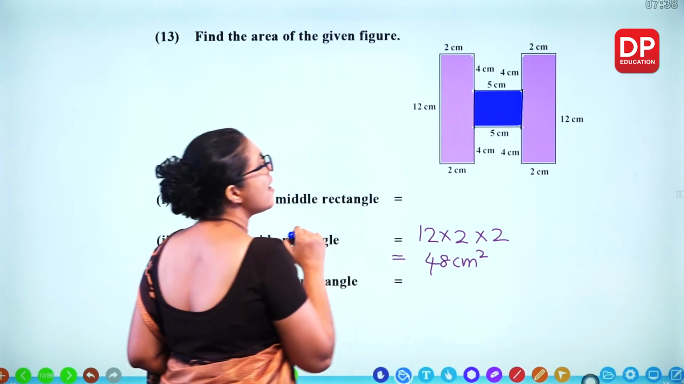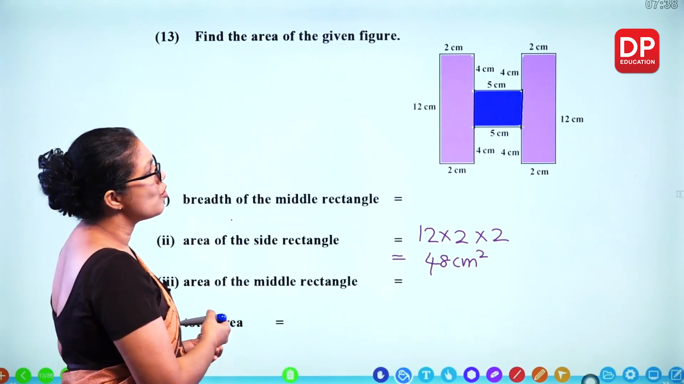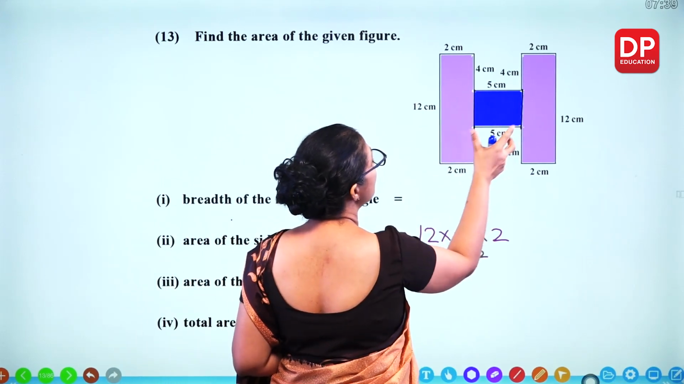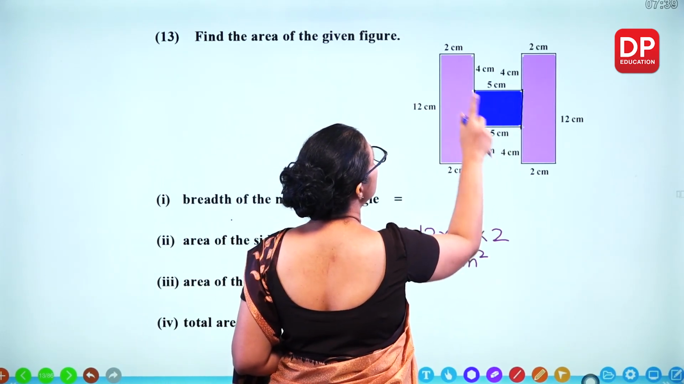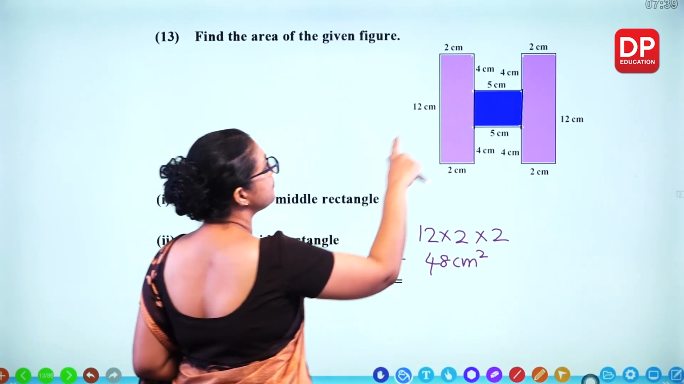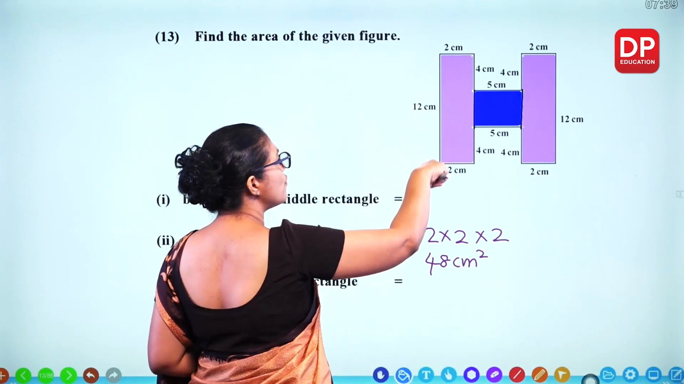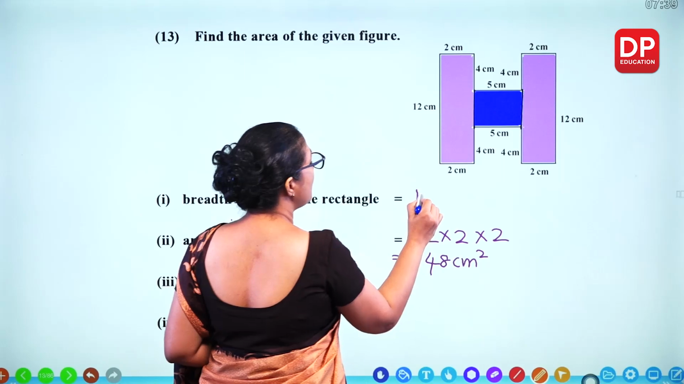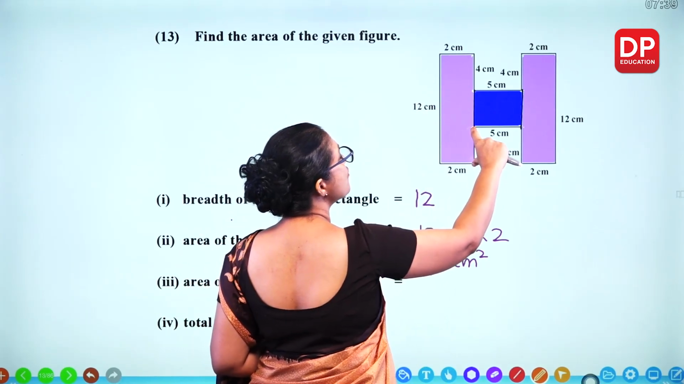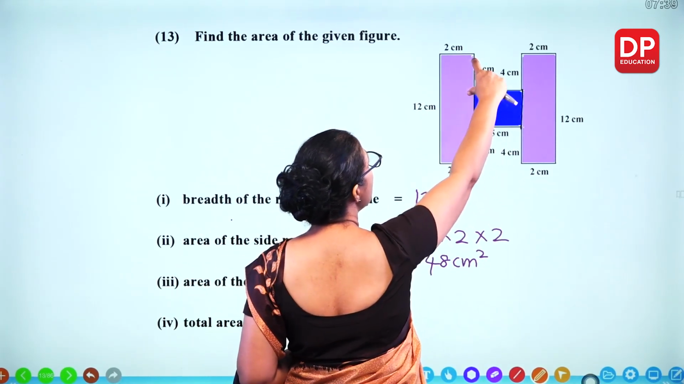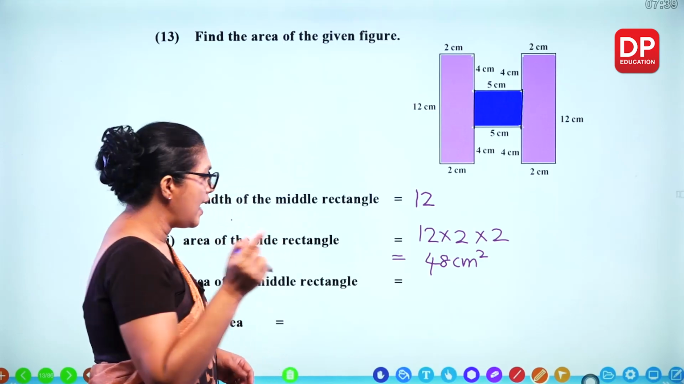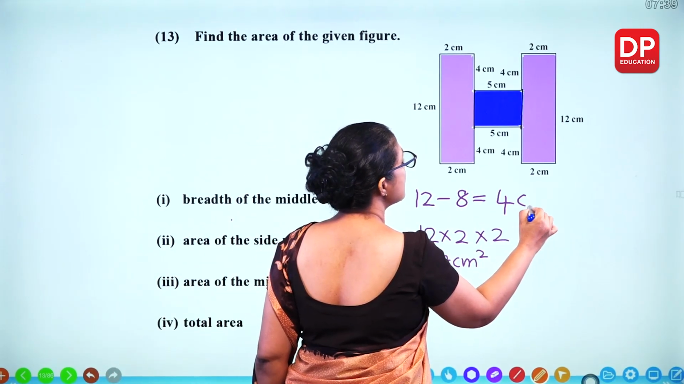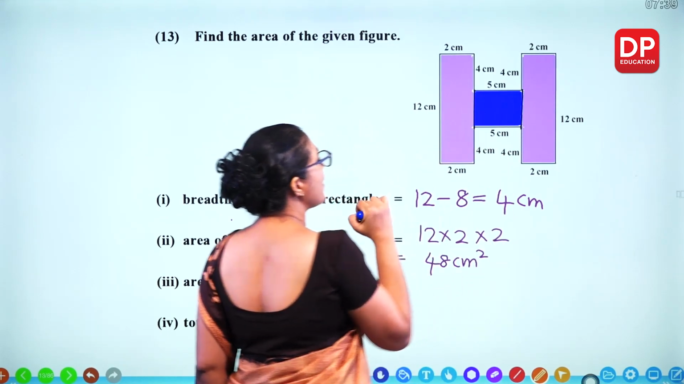Now we'll find out the middle area, this rectangle. So what's the side length? The breadth of the middle one. So we know this is 5. How we find out the breadth? Look at carefully. This is, the whole thing is 12. Whole thing is 12. And subtract here 4, here 4. 4 and 4, 8. Subtract 8 from that. So you get 4 centimeters for this breadth.